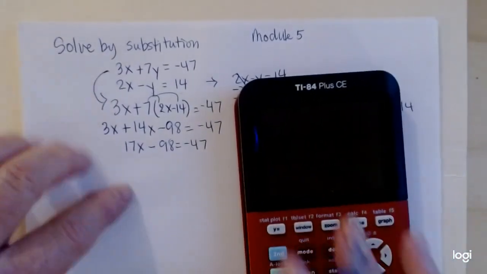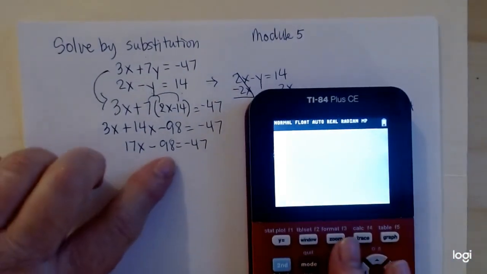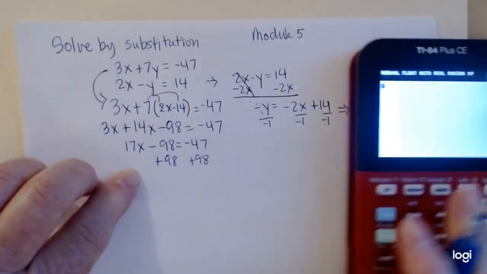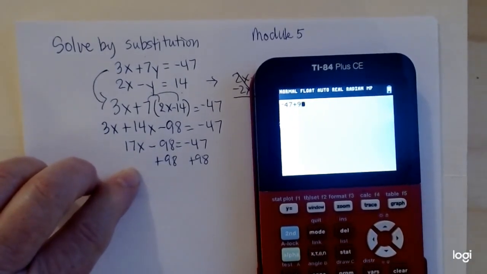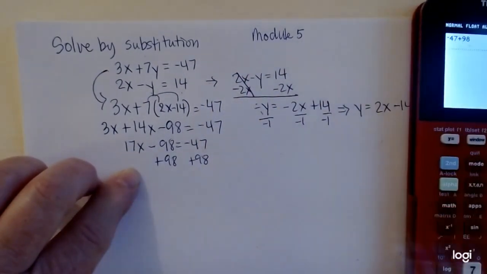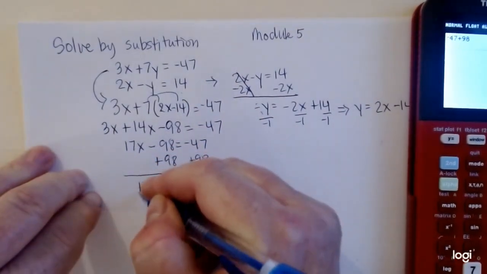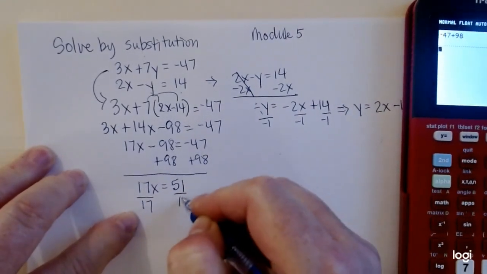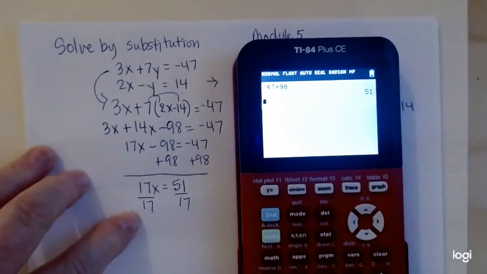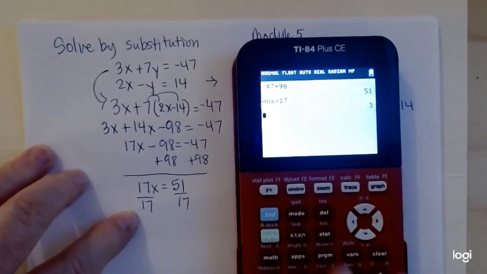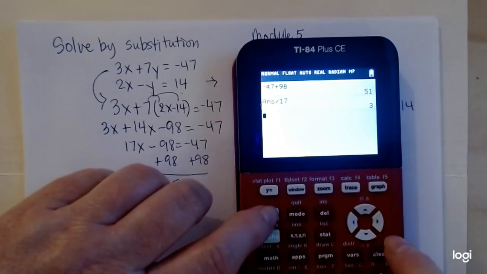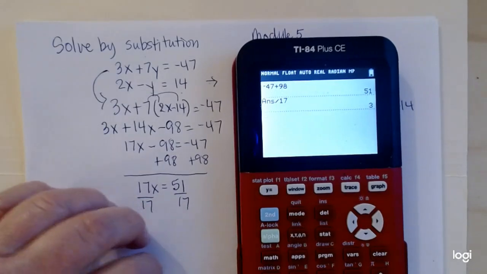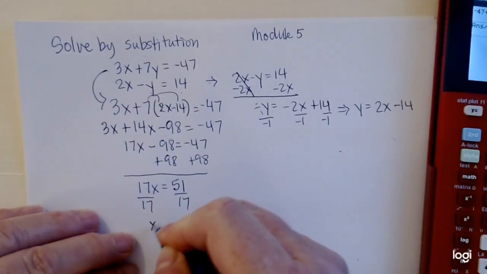And now I have to add 98 to both sides. So I have -47 plus 98, which is 51. And I get 17x equals 51, and I divide both sides by 17, and I'll get 3. Yeah, get that a little bit easier to see. All right, so x is equal to 3.